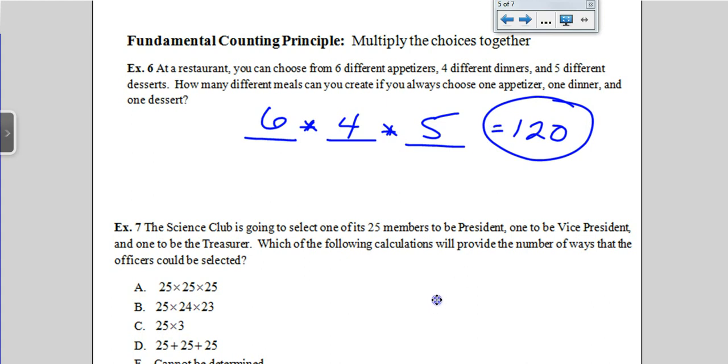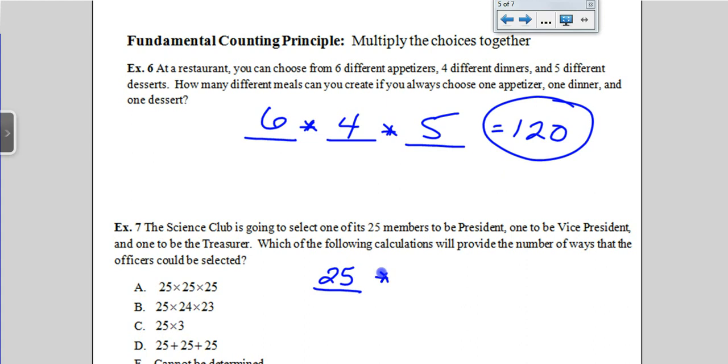Okay, the next question says the science club is going to select one of its 25 members to be president, one to be vice president, and one to be treasurer. Which of the following calculations will provide the number of ways that the officers could be selected? Now, they didn't say this in the problem, but we're going to assume that if you're president, you can't have another office position. So when I go to choose my first person, the president, I can choose from 25 kids.